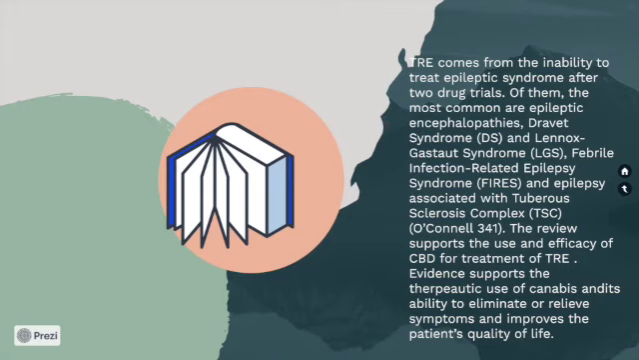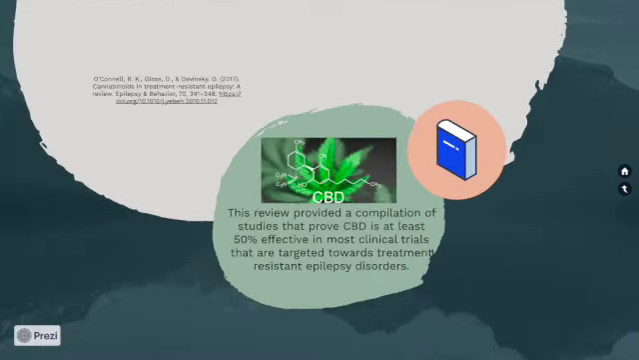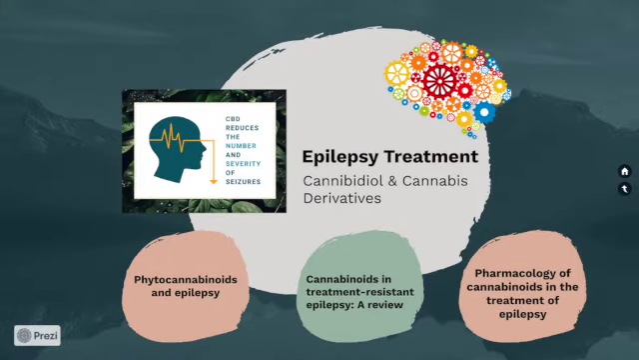for treatment of TRE. Evidence supports the therapeutic use of cannabis and its ability to eliminate and relieve symptoms and improve the patient's quality of life. And it does this by acting as an anticonvulsant in the neuronal networks that are overexcitatory in epileptic syndrome. The pharmacology of cannabinoids in the treatment of epilepsy can be quite complex.